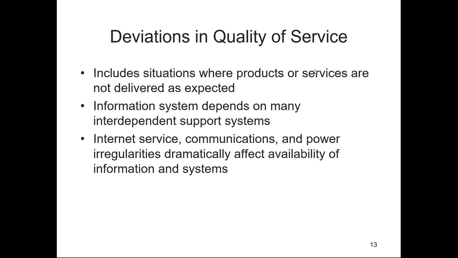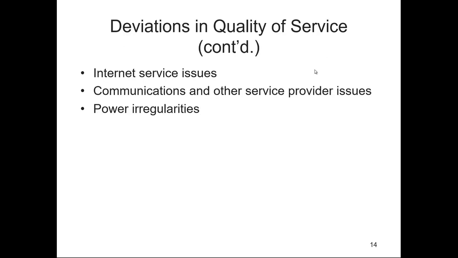Internet service, communications, and power irregularities are three sets of service issues that dramatically affect the availability of information and systems. Internet service issues matter for organizations that rely heavily on the internet and the web to support continued operations. The threat of the potential loss of internet service can lead to considerable loss in the availability of information.